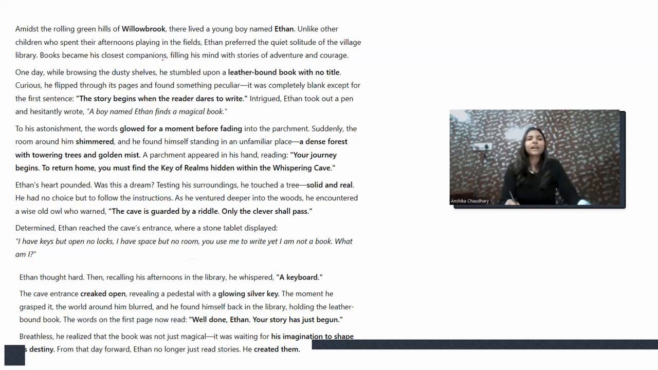Okay, so the first is: amidst the rolling green hills of Willowbrook, there lived a young boy named Ethan. Unlike other children who spent their afternoons playing in the fields, Ethan preferred the quiet solitude of the village library. Books became his closest companions, filling his mind with stories of adventure and courage. So we are done with this first paragraph completely. Now one line we will take: one day, while browsing the dusty shelves, he stumbled upon a leather bound book with no title. Curious, he flipped through its pages and found something peculiar. It was completely blank except for the first sentence. Okay, now let's move further.